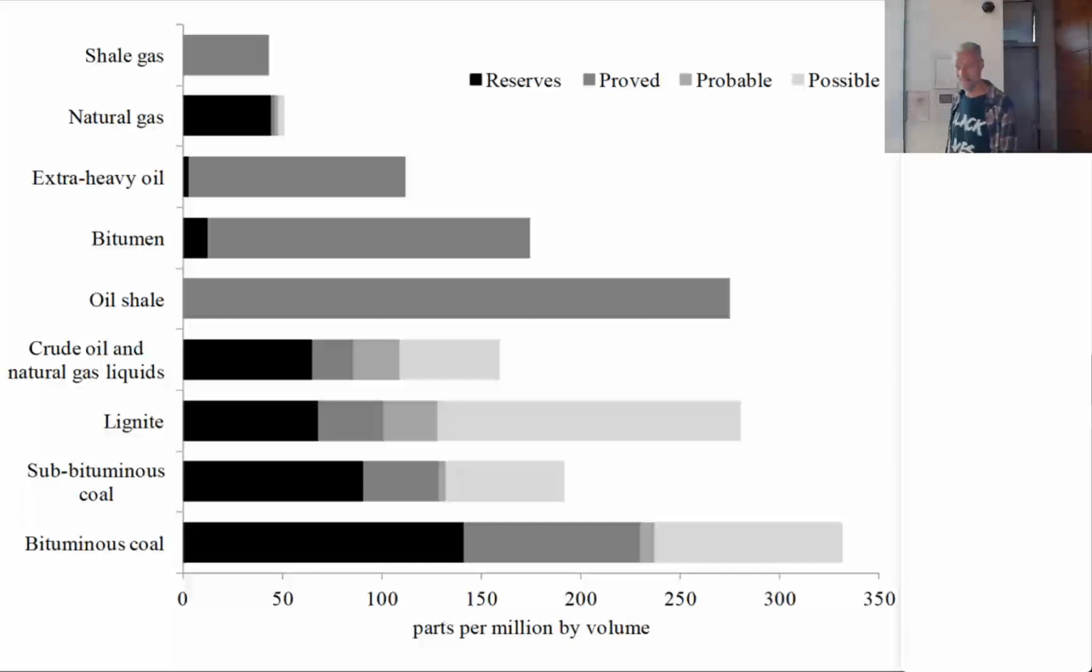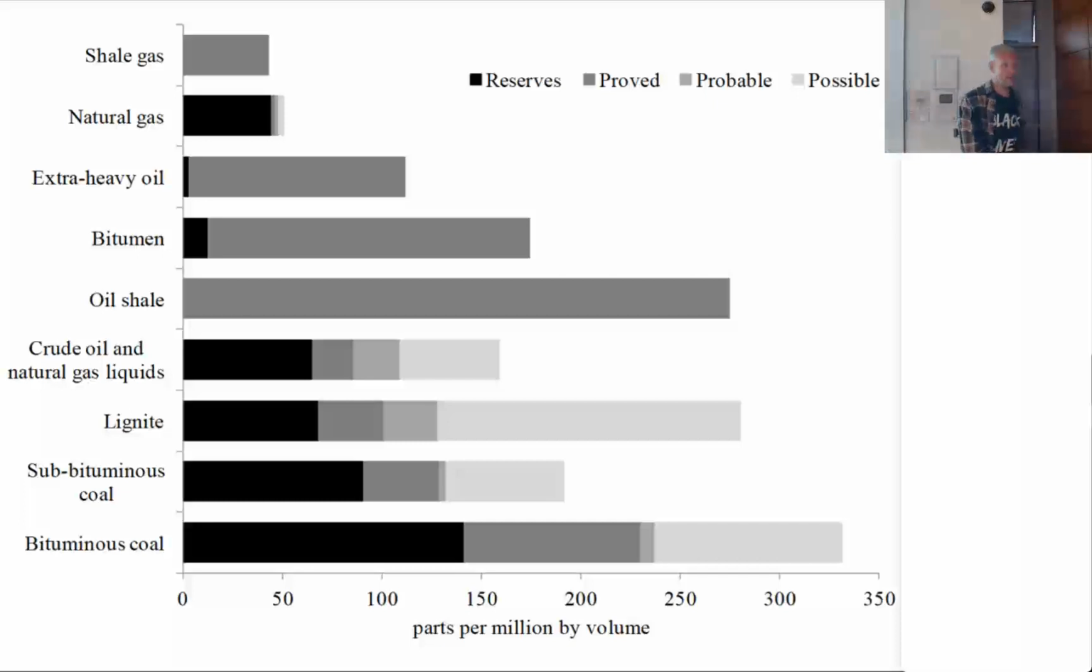So what you're looking at here, right, is on this axis you're looking at different types of fossil fuels: shale gas, natural gas, so these are the gases, these are the liquids, different types of oil, and then at the bottom you have 3 types of solid fuels, coals, lignite, and so on and so forth. So that is the simple thing. Then you have different colors: reserves, proved, probable, possible. Right?